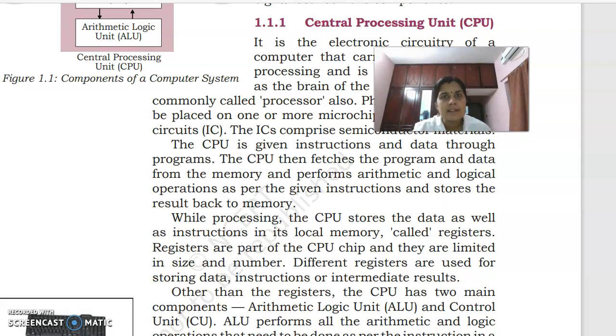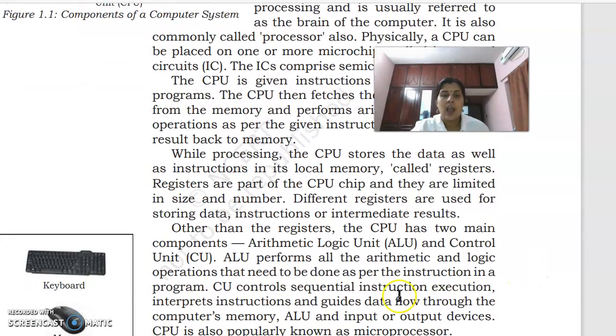As the name implies, the arithmetic and logic unit is used for arithmetical and logical operations, and the control unit is used for the overall control of the computer. So ALU and CU are the two main components of the CPU. This ALU performs all the arithmetic and logic operations. What are the arithmetic operations used? Like in mathematics, we use plus, minus, like that. Many arithmetic operations take place inside the CPU by using the ALU.